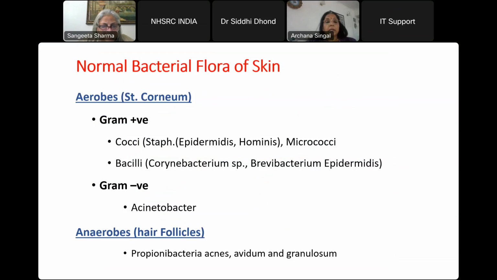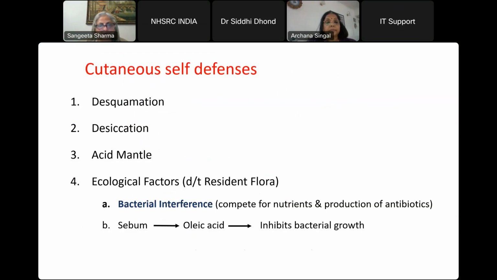So we have aerobes, which are gram-positive cocci, like Staph epidermidis, micrococci, bacilli, and Corynebacterium, like Brevibacterium epidermidis. Certain gram-negative bacteria are also part of the normal flora, like Acinetobacter. And anaerobes are there, like Propionibacterium acnes and granulosum, and they are present in the hair follicle. Next. So how do they help?